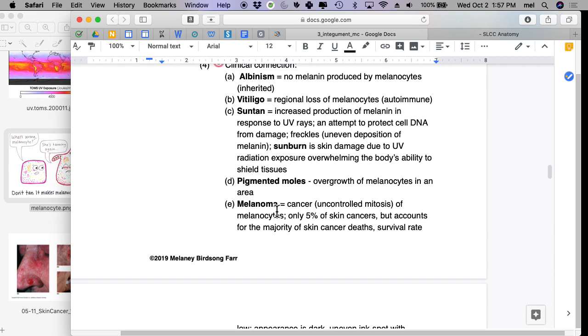Not zero. UVA penetrates deep. Oh, UVA penetrates deeper. I couldn't remember which one. Okay, so pigmented moles.